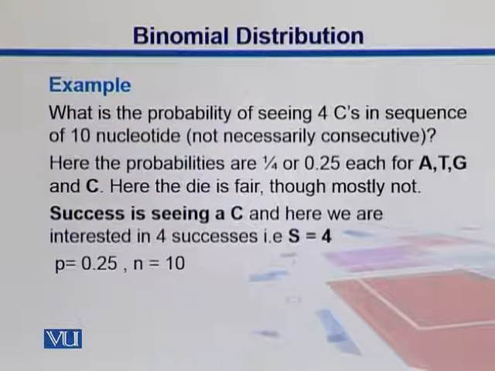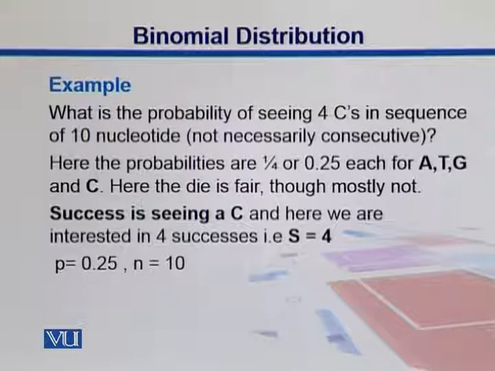Let's do one example. The question is: what is the probability of seeing 4 Cs in a sequence of 10 nucleotides, not necessarily consecutive? Here are the probabilities which are given. It's a fair trial, guys, so we expect 1 by 4 for each of them. For each of A, T, G or C at any location, we expect the probability to be 0.25, or 1 by 4.